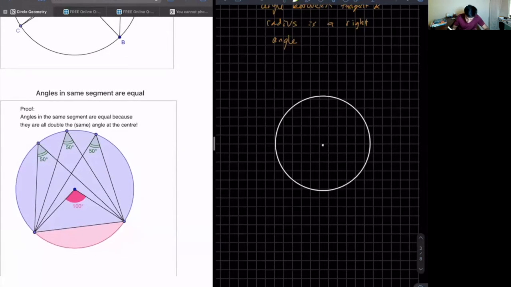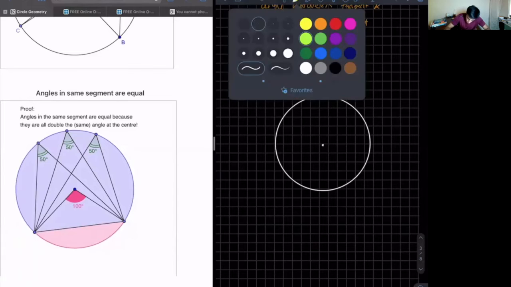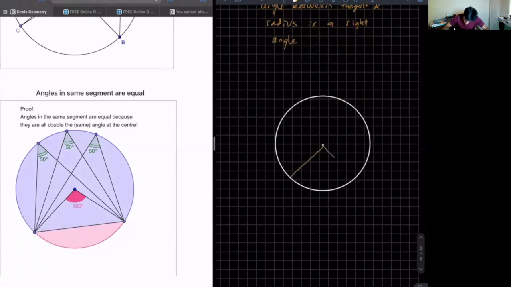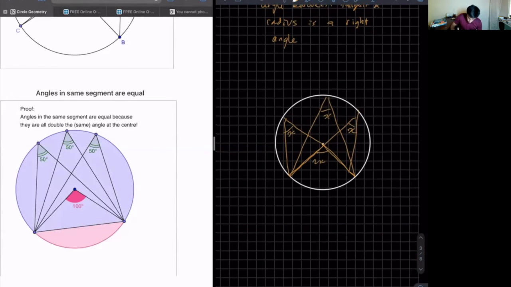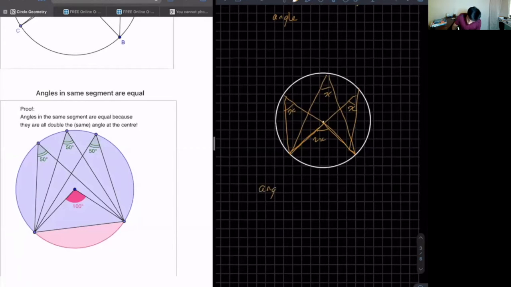So let's write this one down because it's a rule. You have to know it in your syllabus. So 1, 2, 3. So this is 2x, and this is x, x, x, right? So angles in the same segment are equal. Now there's this weird word, segment.